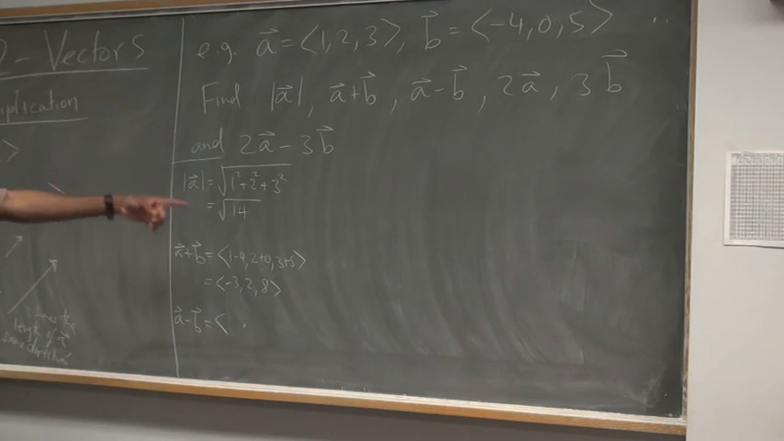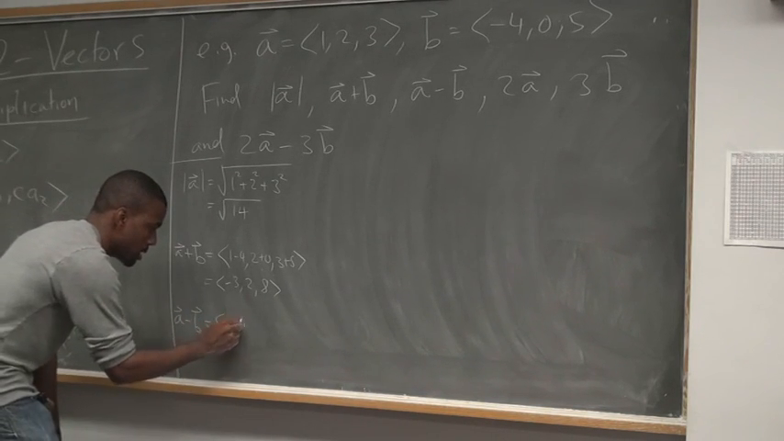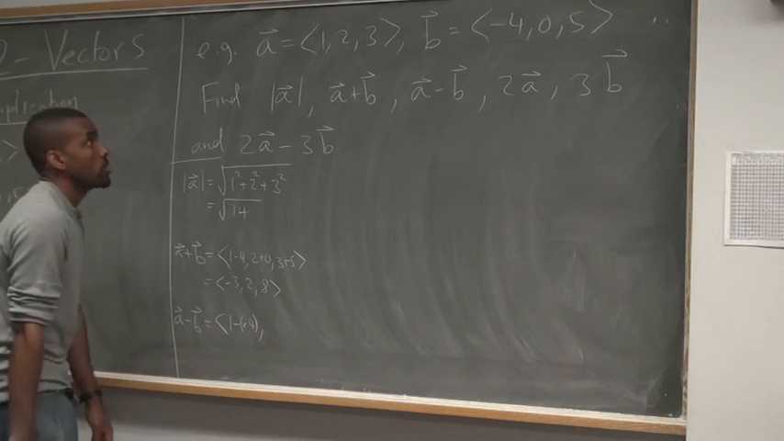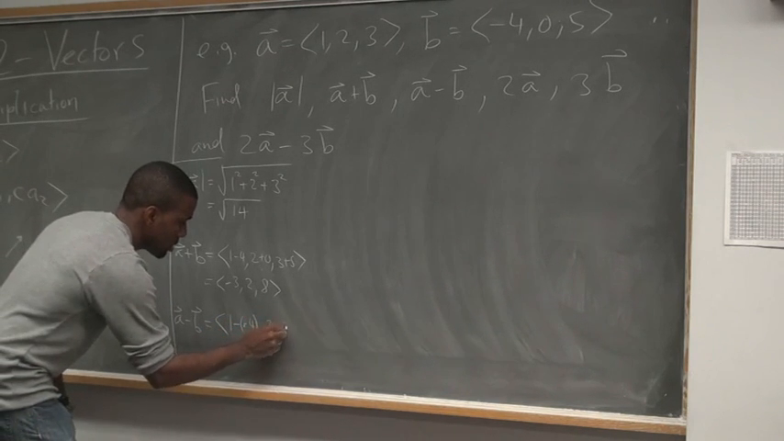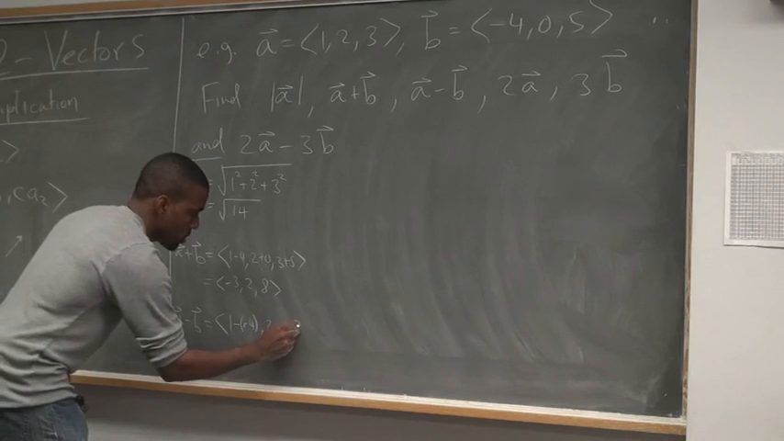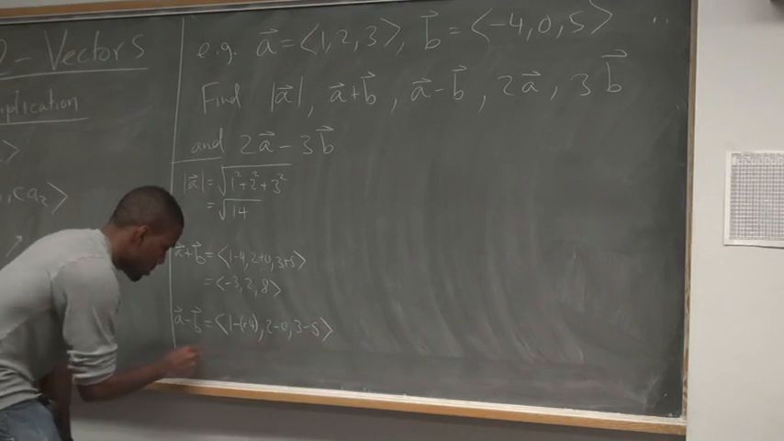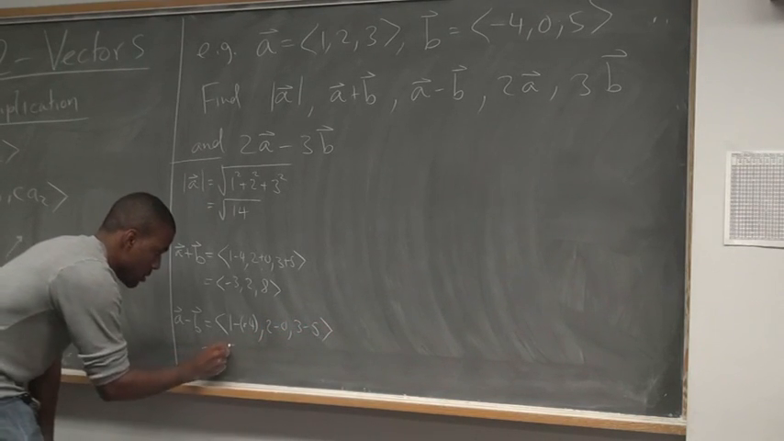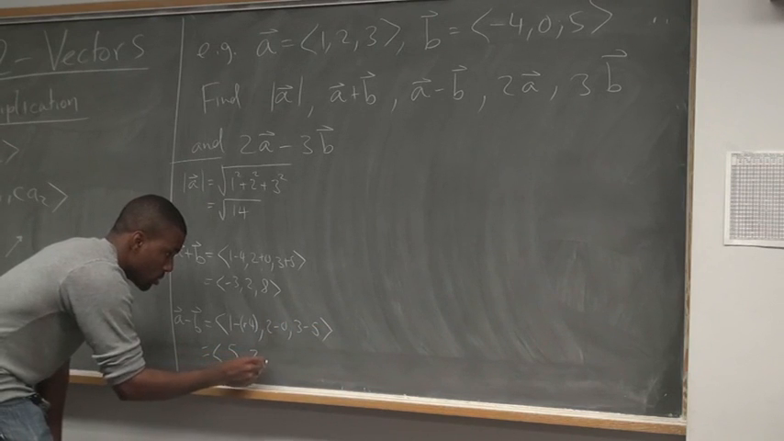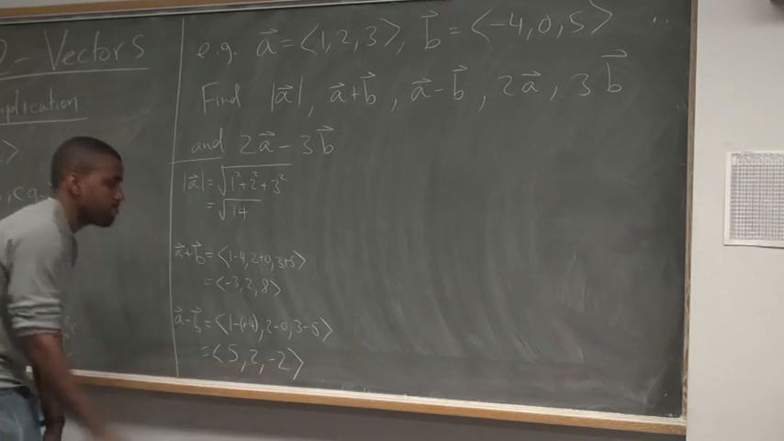A minus B. Now I subtract corresponding components. So it's just going to be 1 minus a negative 4. It's going to be 2 minus 0. It's going to be 3 minus 5. That's the vector 5, 2, minus 2.